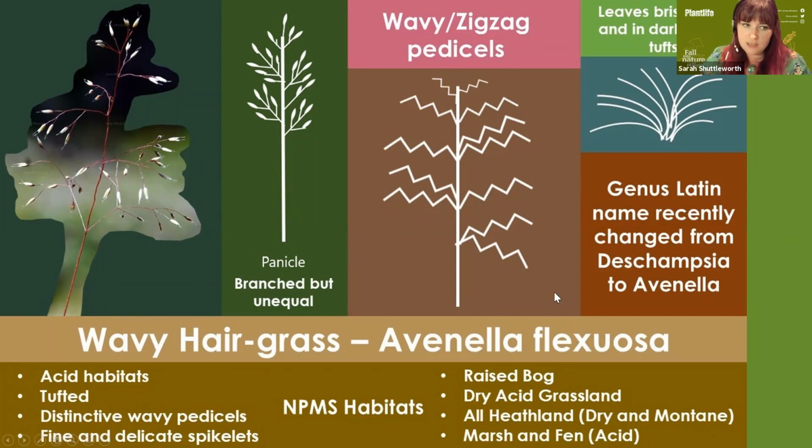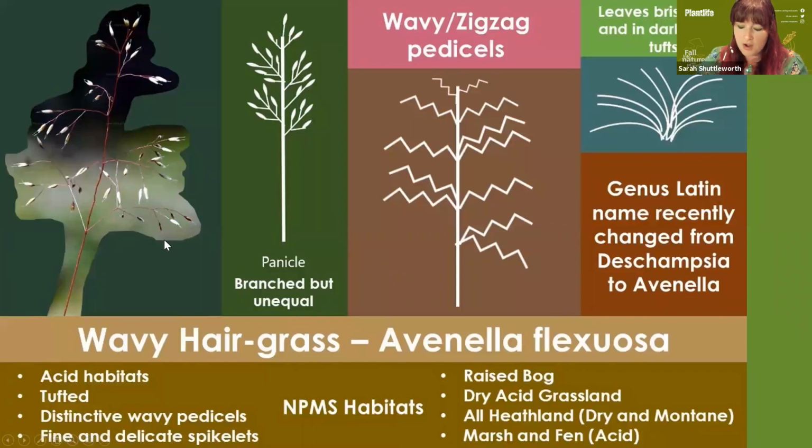So it gives this zigzaggy look to it. It's a really tufted species, so it tends to grow in a tuft like that, and then sends all of its stems or culms up with the inflorescence poking above the top. Quite often you can see it growing in amongst heather, the grass poking up through the top of the heather. And it's a good indicator that perhaps you're in an acid grassland. It's called Avenella flexuosa, but it was recently changed from Deschampsia. So a lot of people would still be referring to it as Deschampsia, but it did change recently.